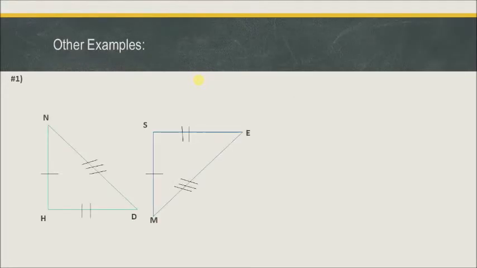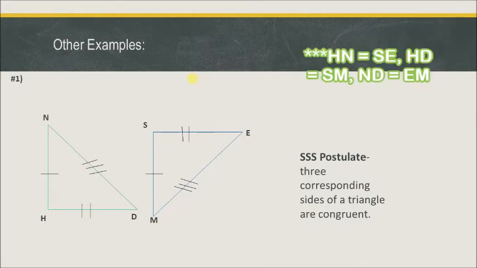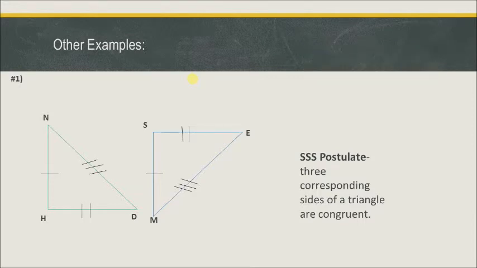So we have other examples for triangle congruence which is involving sides and angles. Number one is the SSS postulate or side side side postulate, which defines that three corresponding sides of a triangle are congruent. So we can conclude that side HN is congruent to side SM, side HD is congruent to side SE, and side ND is congruent to side ME.